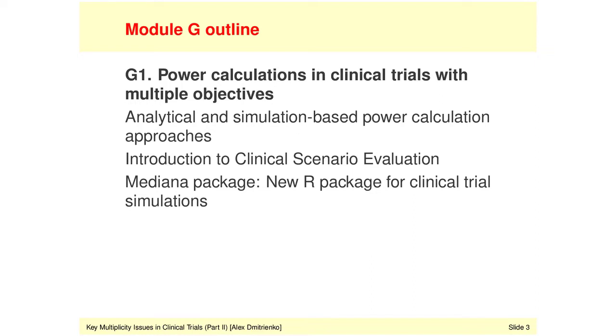The last topic is the Mediana package that we used in modules C and D to implement powerful gatekeeping procedures in problems with parallel and general gatekeepers. But the main goal of this package is to actually support simulation-based power and sample size calculations in a very broad setting, which includes power calculations in phase 3 clinical trials with hierarchically arranged clinical objectives, and we're going to use the Mediana package to run power calculations in example 3 based on a schizophrenia trial.